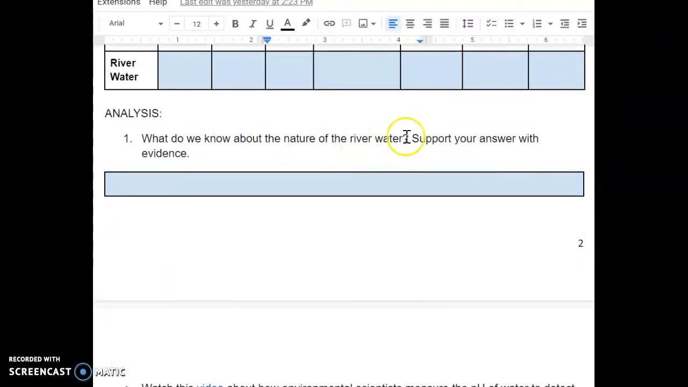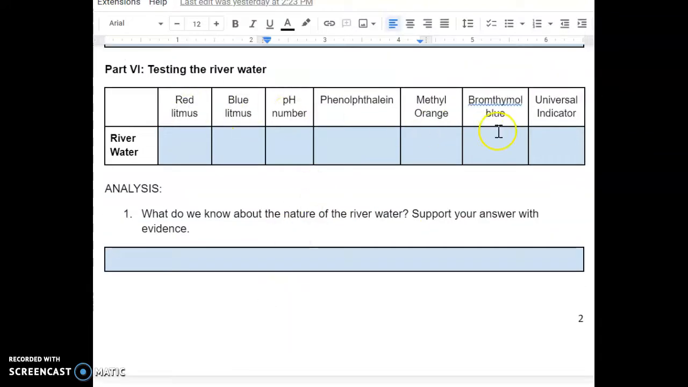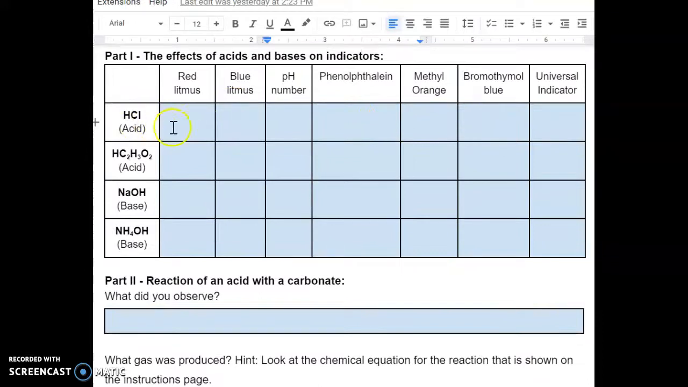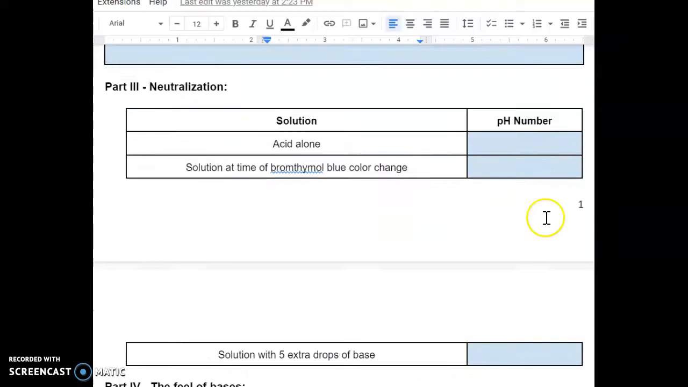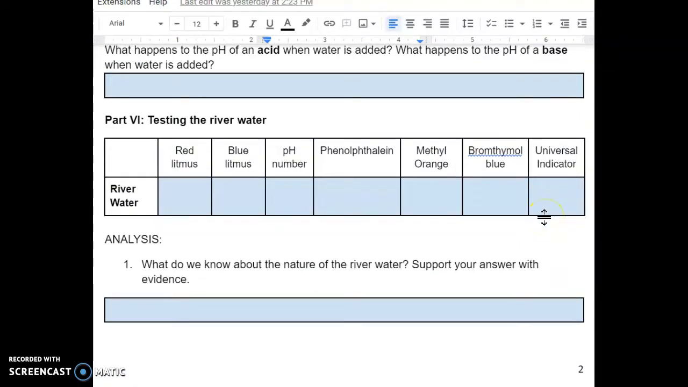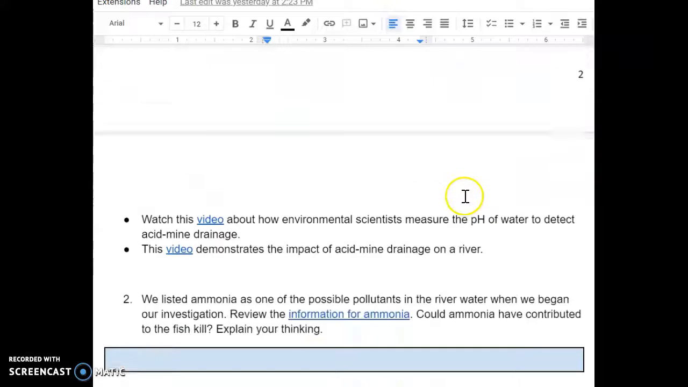So what do we know about the nature of the river water, and support your answer with evidence? Compare your river water to your chart up above here. Is it closer to the properties of an acid or closer to the properties of a base? And describe what you see. Say, okay, universal indicator was this color, it matched here. Bromthymol blue was this color, it matched here. What matched from this chart to your first one?